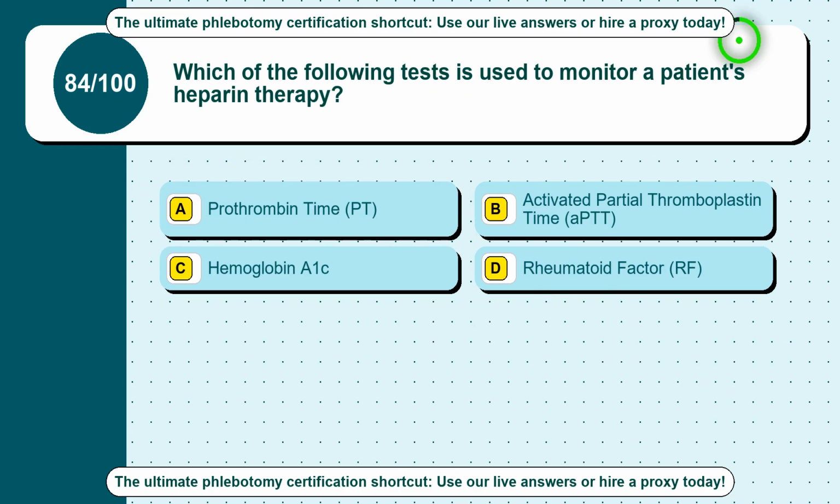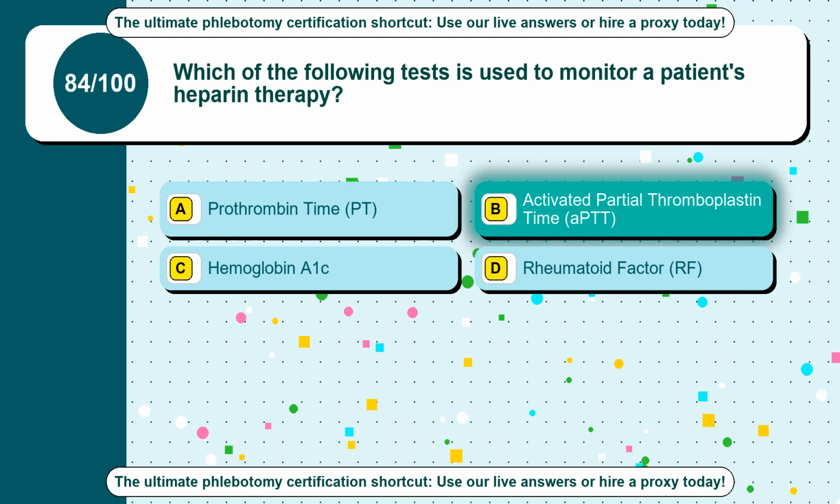Question 84. Which of the following tests is used to monitor a patient's heparin therapy? Option A, prothrombin time, PT. Option B, activated partial thromboplastin time, APTT. Option C, hemoglobin A1c. Option D, rheumatoid factor, RF. The correct answer is option B, activated partial thromboplastin time, APTT.